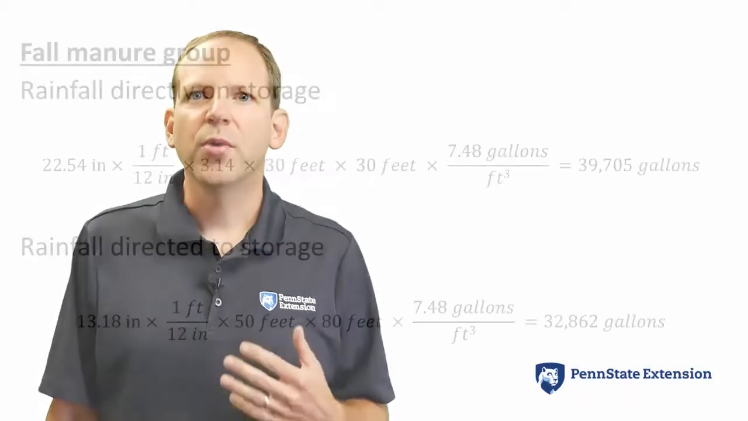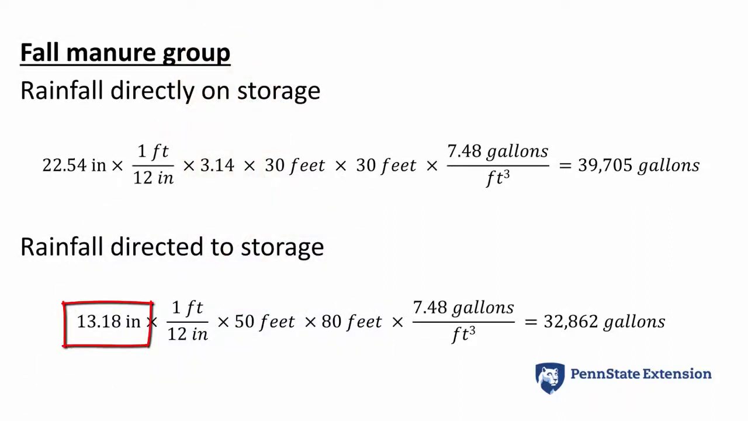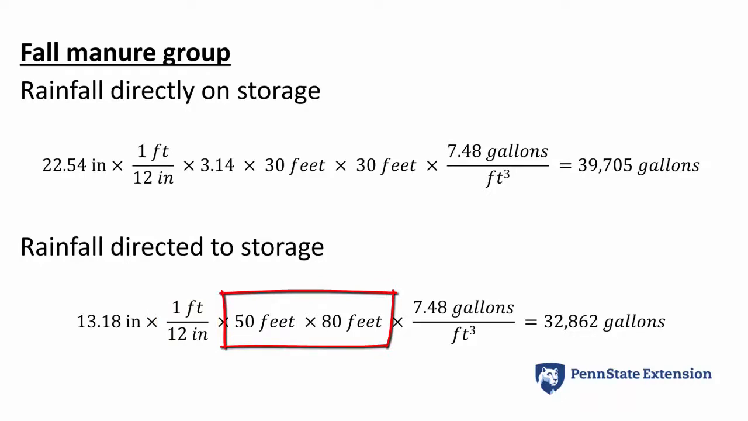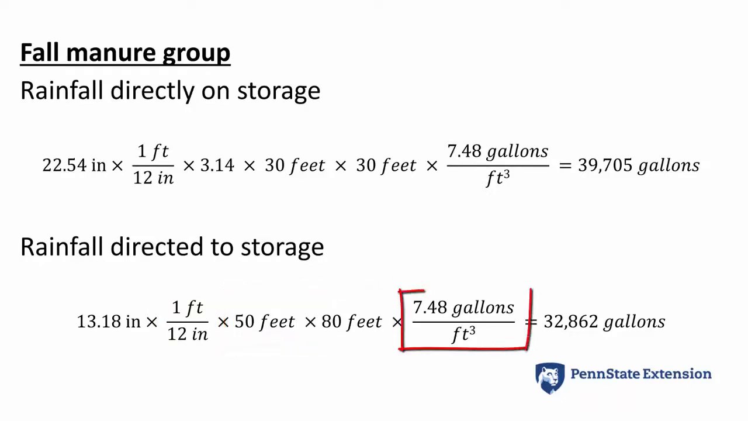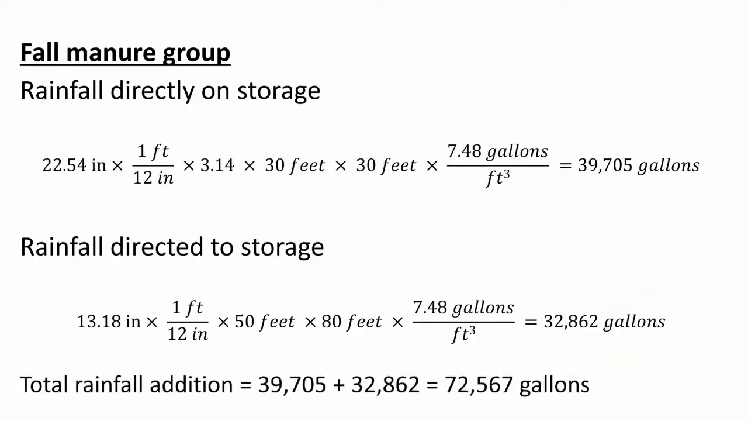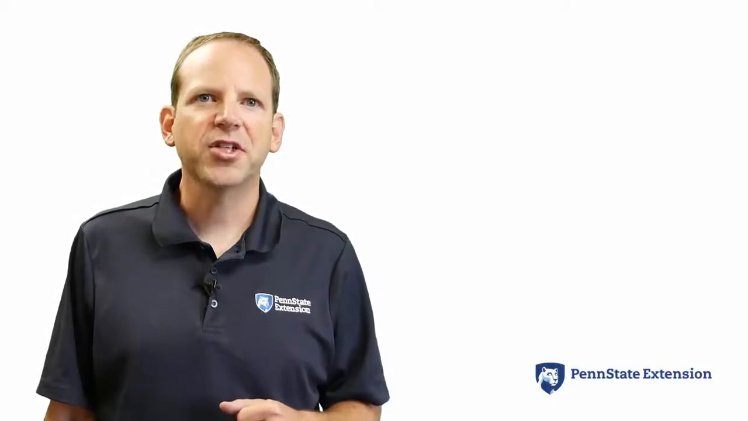We can do a similar calculation for the volume of rainwater directed to the storage from the exercise lot. We previously calculated this depth of rainfall as 13.18 inches for the fall manure group. We divide this by 12 inches per foot, multiply by the length and width of the exercise lot, and multiply by our conversion to gallons for a result of 32,862 gallons. Added together, this is a total of 72,567 gallons of rainfall.